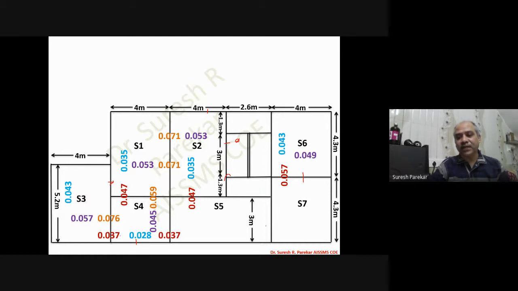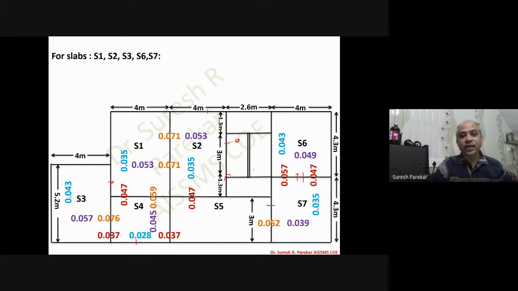Then for S7 we have two adjacent edges continuous, because here though we have a staircase, the maximum span greater than 50% is continuous, so we are going to consider this edge continuous, and then this edge continuous. So we have two adjacent edges continuous, which is the case for S1 and S2. Then we get the values 0.052 and 0.039, and along long span 0.035 and 0.047. Now the values are not the same, because my Ly by Lx is going to change over here, 4.3 upon 4, so that comes to 1.075. So these are the coefficients.